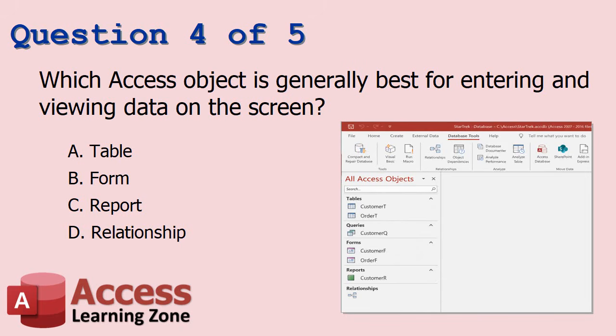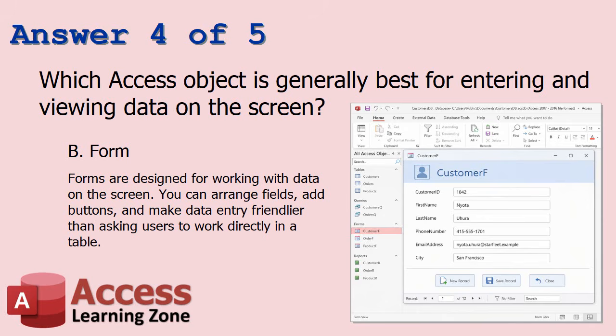Question 4. Which Access object is generally best for entering and viewing data on the screen? Would that be a table, form, report, or relationship? That's another easy one. That's a form. Remember, forms on the screen, reports to print out.